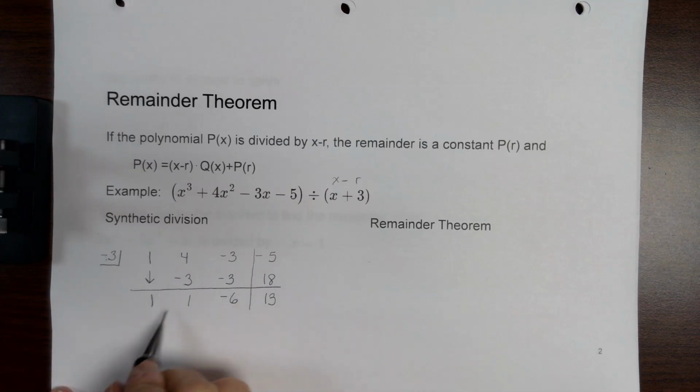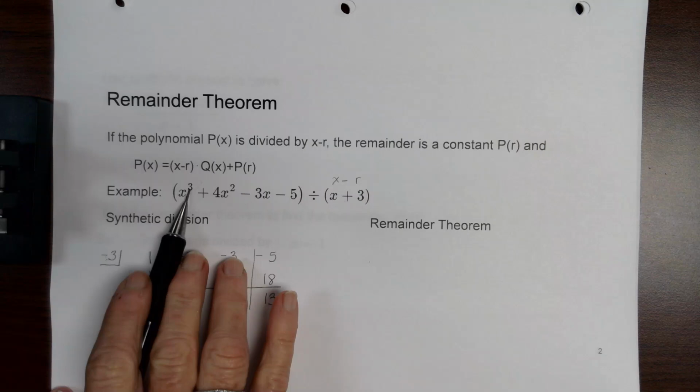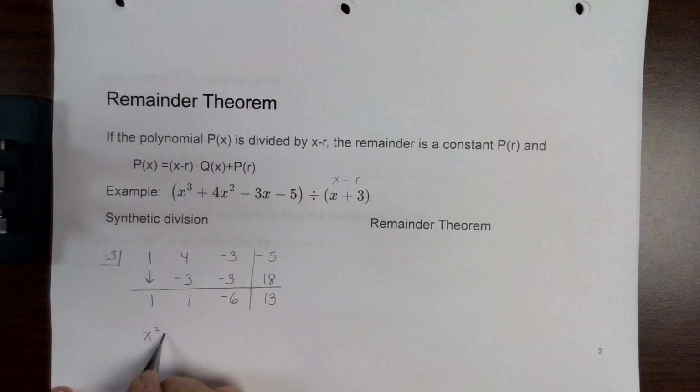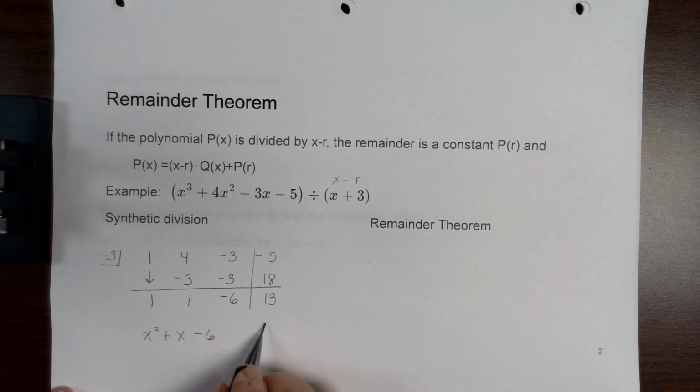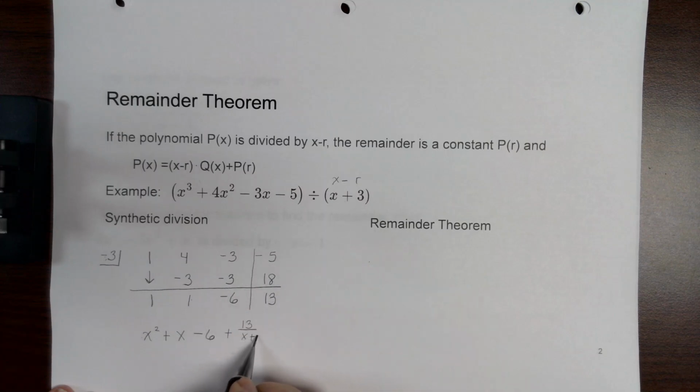So if I make my other polynomial, I'm going to do a depressed polynomial. This started as cubed, so this one's going to start as squared. So I have 1x squared plus 1x minus 6. And then this right here is the remainder. If I was going to write it in actual polynomial form, I would take the 13 and place it over the divisor, which is x plus 3. So if I go to actually divide that, that's the answer.